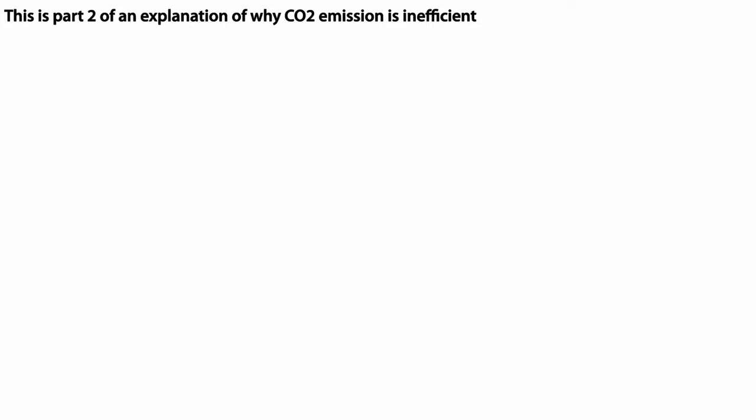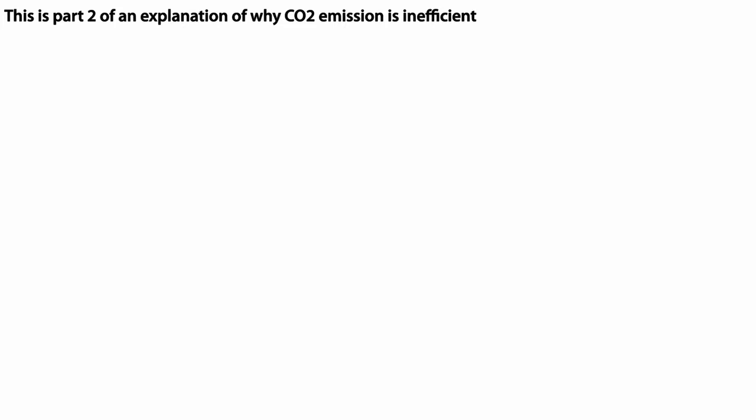Welcome to part 2 of the video presentation explaining why our emissions of carbon dioxide are inefficient, explaining what inefficiency means, and illustrating how there are ways we could remove that inefficiency. Now, the bulk of the explanation was all in part 1, so go back and watch that if you haven't seen that yet. But there were some questions we left unresolved at the end of that.